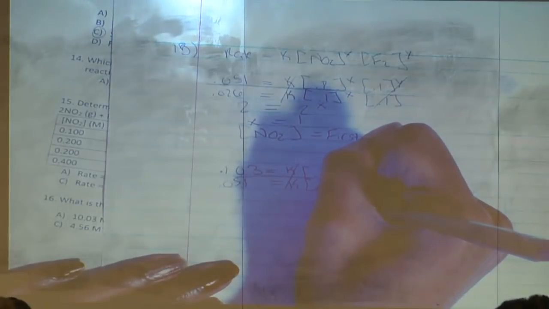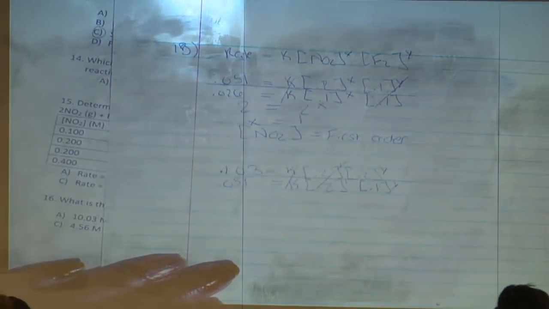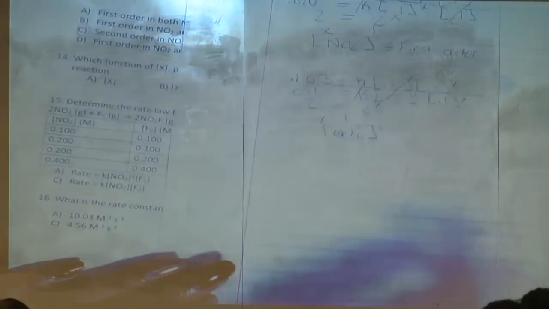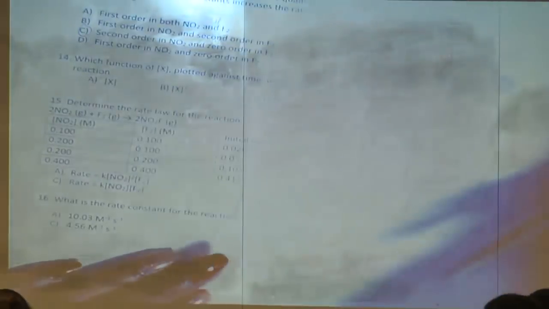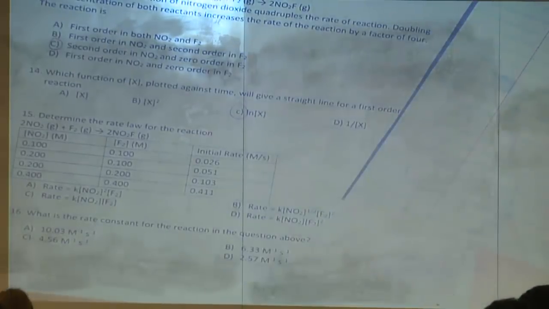We're going to cross out K. We're going to cross out the 0.2. Then we're going to do 0.103 divided by 0.051, which is again approximately 2. And then we get 0.2 divided by 0.1, which is 2. That means Y is 1. So that means F2 is also first order. So that means the rate of this reaction should be C.